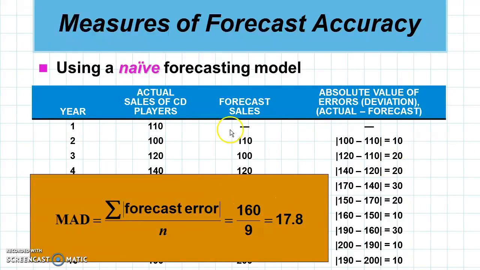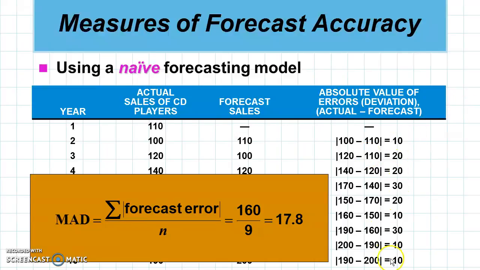Basically, you take the amount of forecast error. We can see, for instance, the actual number of CDs sold at 110 minus our forecast of 110, 100 minus 110 is equal to 10. 120 minus our forecast of 100. What is that? 120 minus 1... hm, I'm going to have to look at that. That's an error. But you get it.